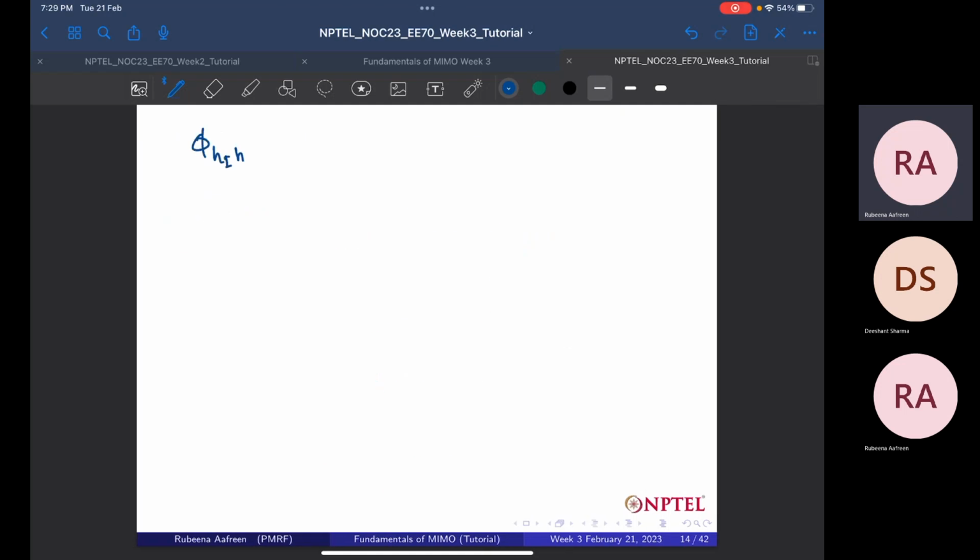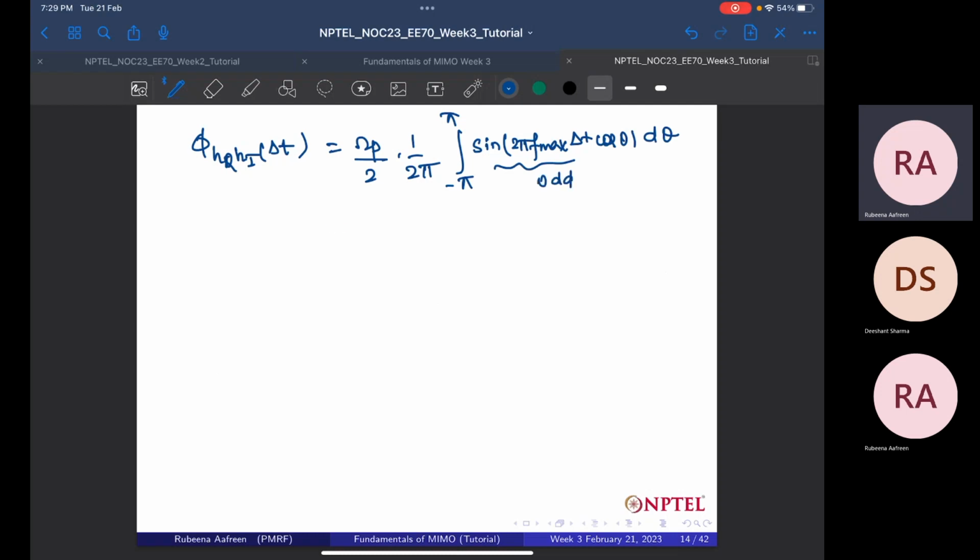If we go to phi of hq hi delta t, this will be gamma p by 2 into 1 by 2 pi, integral from minus pi to pi of sin of 2 pi f max delta t cos theta d theta. So since the sine function is an odd function, the whole integration will go to 0. Now we have phi hh of delta t is phi hi of delta t.